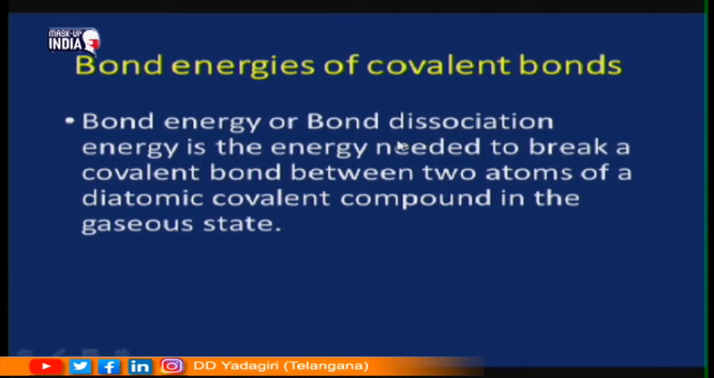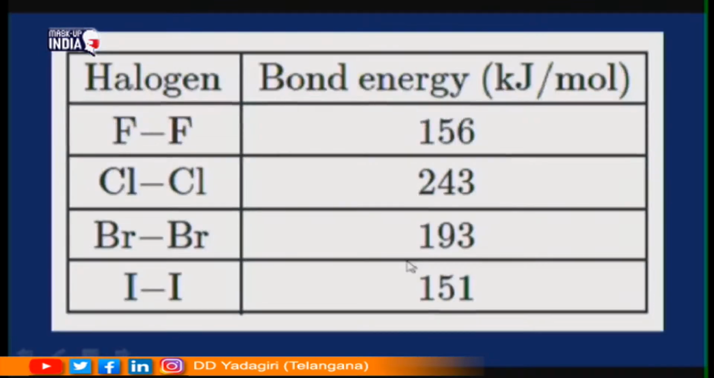The word itself is telling that it is the energy required to break a covalent bond. It is a strong bond which is formed due to the sharing of electrons. So, to break the bond we require some energy, mainly when the two atoms which are present in a molecule are present in the gaseous state. So, it is measured in the units of kilojoules per mole.